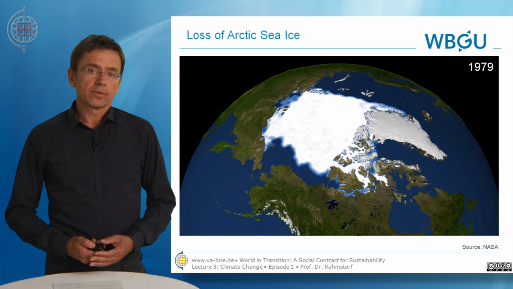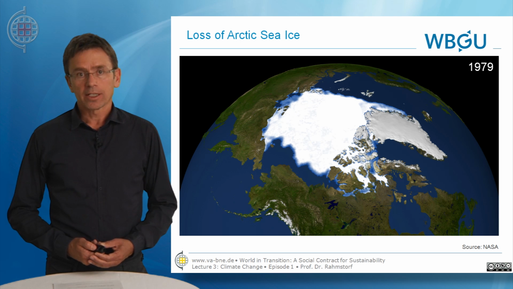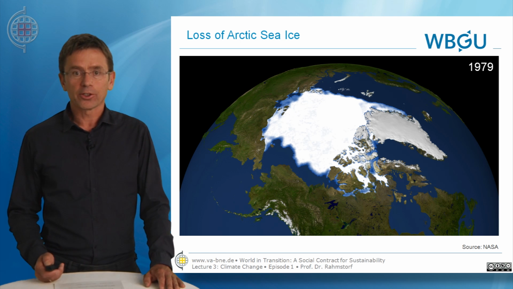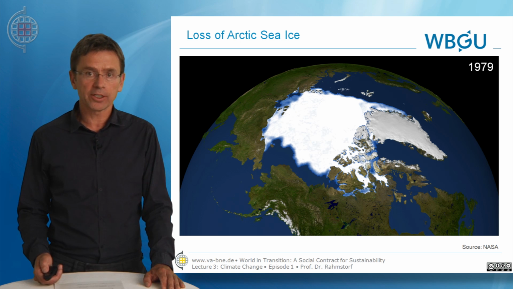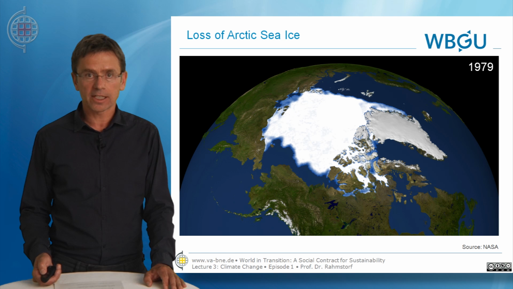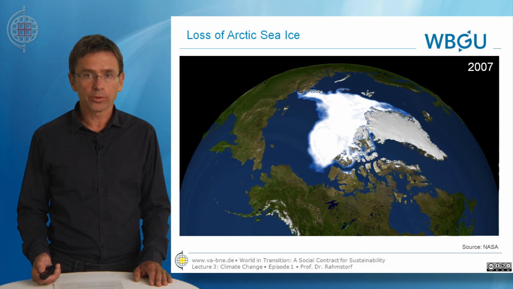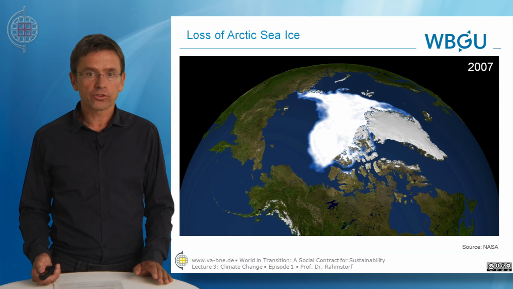Now, if aliens were observing us from space, they would also know what's going on here. They just need to look at the ice cap on the Arctic Ocean here, the sea ice. They see the very bright white area. This is in 1979, when it was observed for the first time with this beautiful satellite view. And here it's in 2007. You can see it's shrunk by about 40% in that time period.